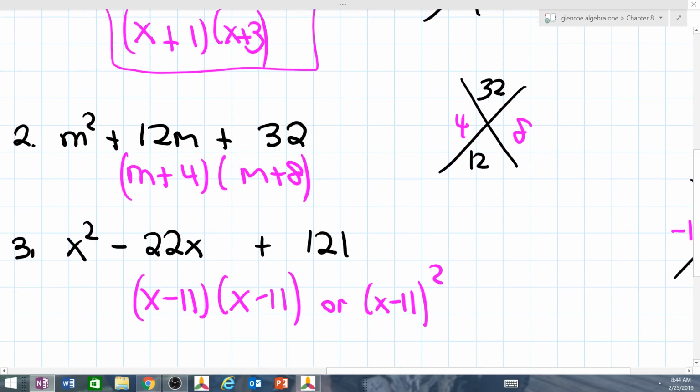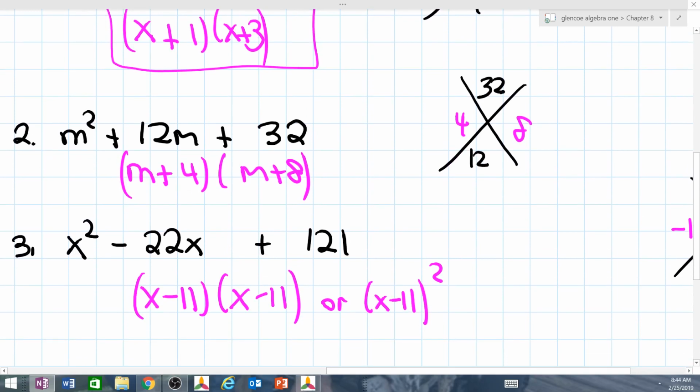What did somebody get for m squared plus 12m plus 32 when you factored it? What did you get? Final answer. M plus 8 times m plus 4.